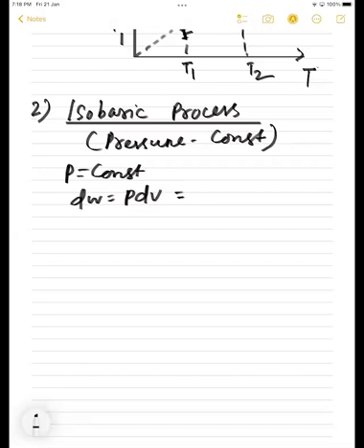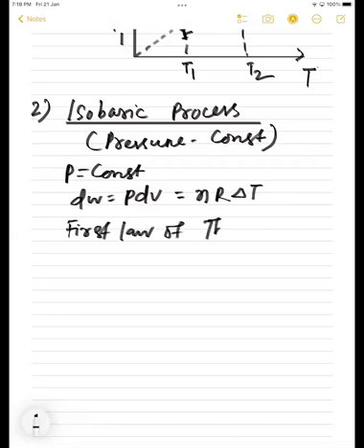PV is equal to nR, students, but it will be nR delta T. Yes or no? PV is equal to nRT, but here temperature is changing, na. So that's why PdV is equal to nR delta T. And so what does the first law of thermodynamics give?